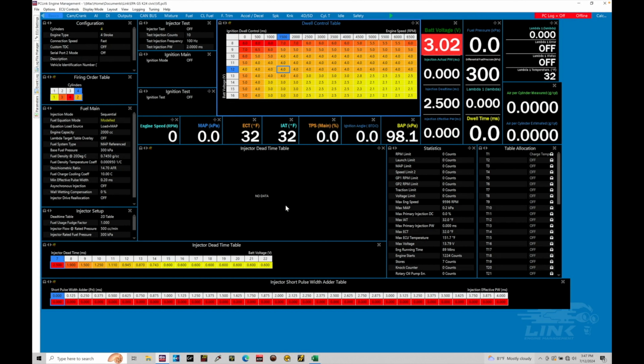Okay, so let's get started. We're going to be taking a look at how to set up and configure our target Lambda table in our model fuel equation mode with our Link G5 and G4X systems. Now, let's first go from our basics page and jump over here to fuel.